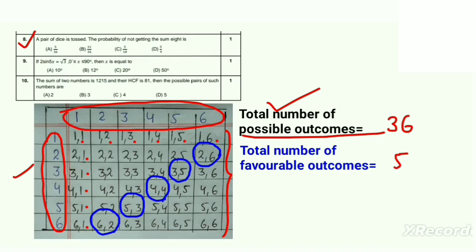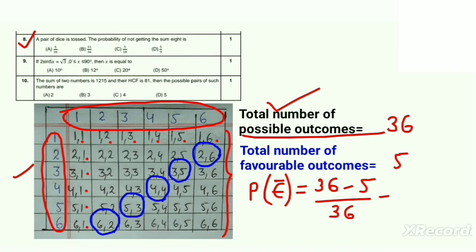Now according to this question, we need to find the probability of not getting the sum 8. The probability of not getting sum 8 will be the total number of possible outcomes 36 minus the total number of favorable outcomes 5, by the total number of possible outcomes 36, and finally you obtain 36 minus 5 is 31, so 31 by 36. In this way we have obtained the probability of not getting the sum 8 is 31 by 36. So the right option is option number B.